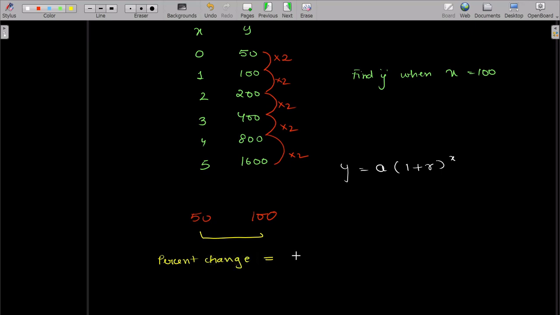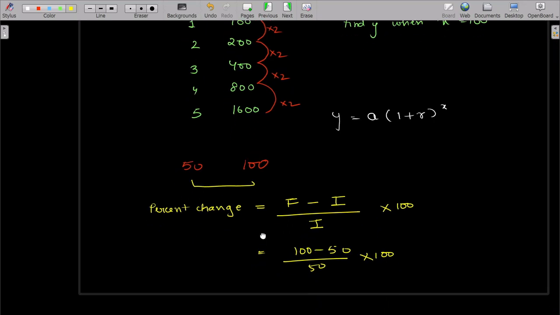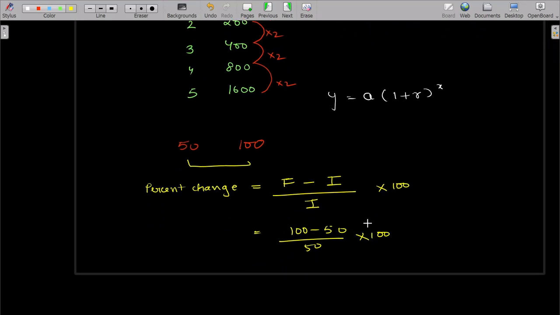So you do the final value minus the initial value, divided by the initial value, times 100. So 100 minus 50, divided by 50, times 100. So 50 divided by 50 is 1, times 100. So the change that has happened is 100%.